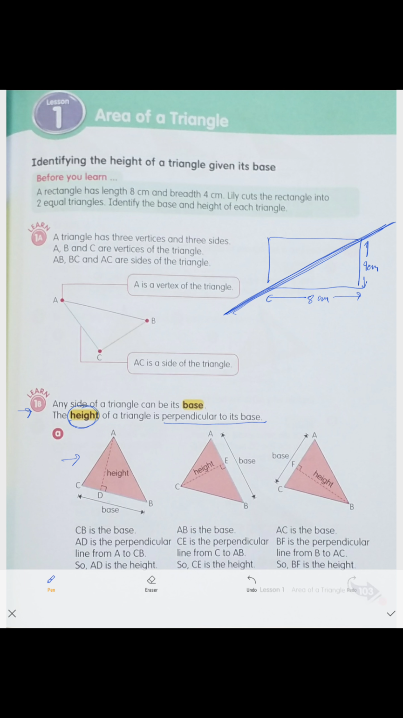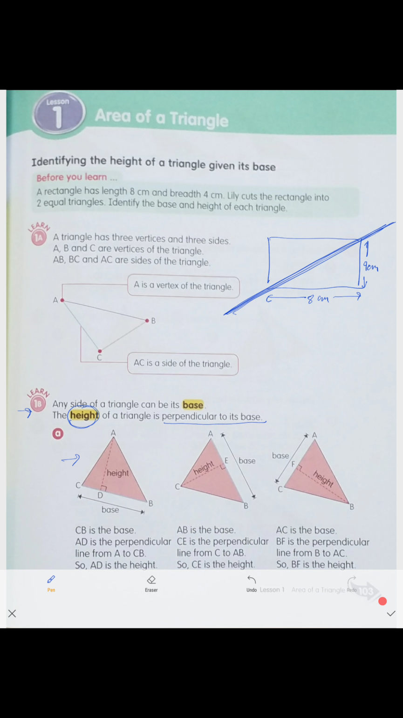And they choose one side as a base. They choose BC or CB. BC is better, I guess, as a base. And the height of the triangle is this line, right, that creates a right angle with the base. So this is what they tell us. CB is the base, and AD is the perpendicular line from A to CB, so AD is the height, right?